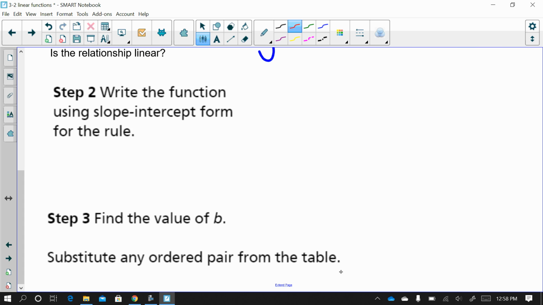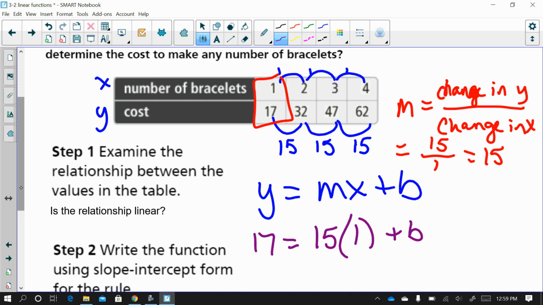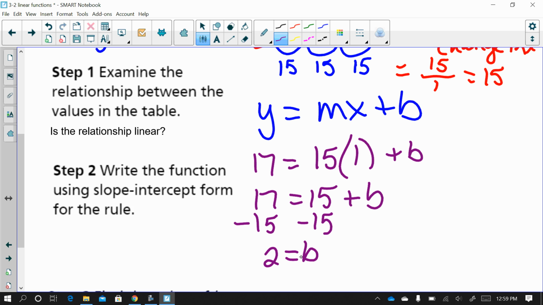So I can pick any ordered pair from the table and plug it in. Okay, ooh, I like this pair right here. 1 is easy. So let's plug in x, y, and m. So instead of writing y, I'm gonna write 17. M, that's the 15 we found over here. X is 1 plus b. So first thing I should do is multiply 15 times 1, which is just 15. How do I get b alone? Subtract 15. So 2 equals b. Last step, let's write the equation.